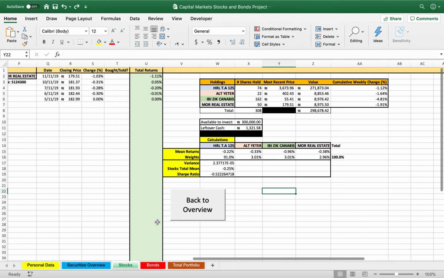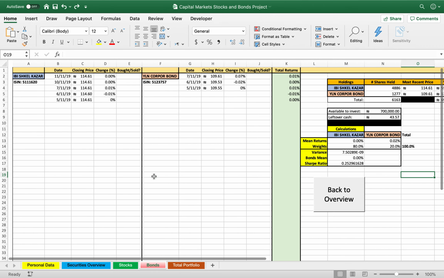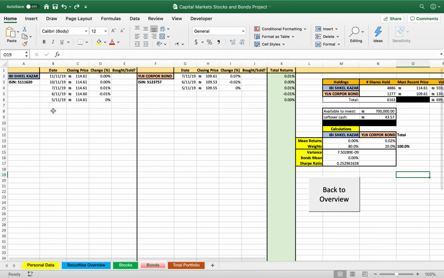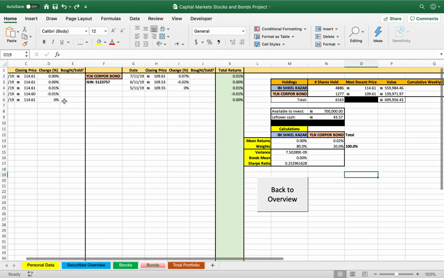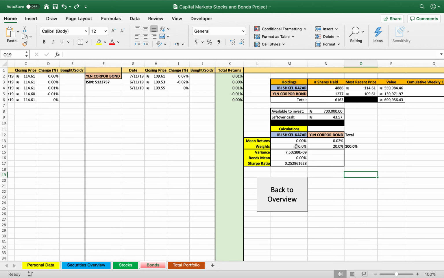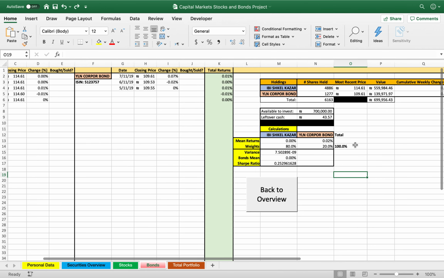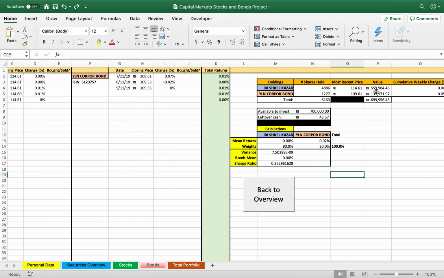So yeah, that's my setup for stocks. I have the exact same setup for bonds, just with the 2 bonds here. I decided to put 80% in the very safe bond and 20% in the very risky bond. So I invested 559,000 into the safe bond and 139,000 into the very risky one, 43 shekel left over.